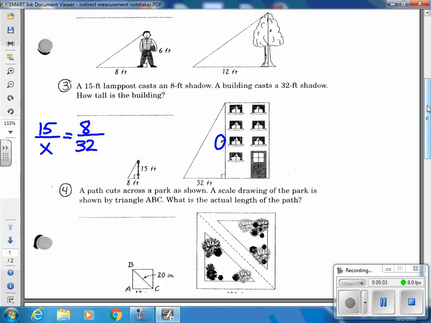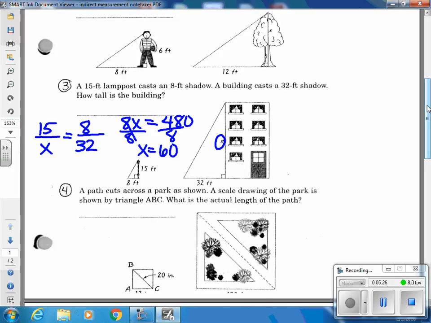There are a couple different ways to set up the proportion and still get the right answer, so don't panic if your setup doesn't look exactly like mine, as long as your answer is coming out the way it needs to be. All right, so once we get done multiplying, we're going to have 8x equals 15 times 32, which is going to be 480. You're going to divide by 8 on both sides, and we get x equals 60.